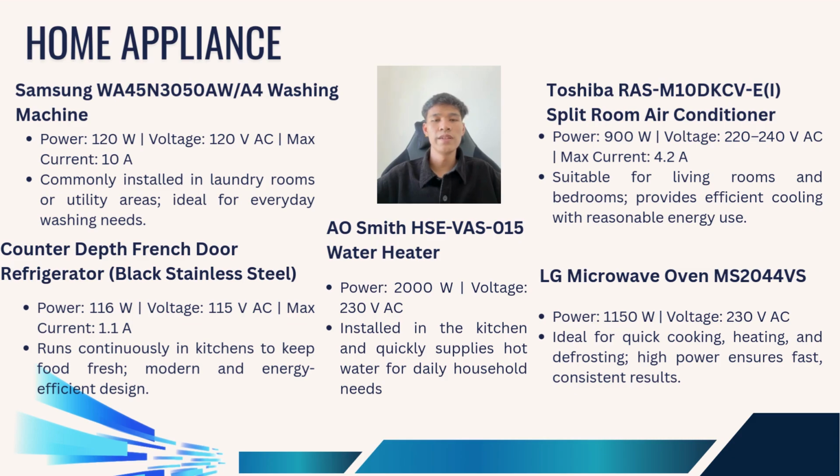So the first appliance is the Samsung washing machine. This washing machine consumes about 120 watt and runs on 120. It is usually installed in laundry rooms or utility areas. The relatively low power rating makes it energy efficient for daily washing tasks.